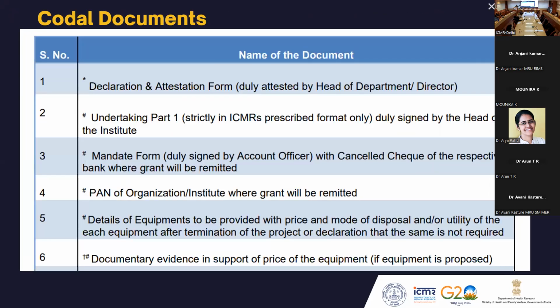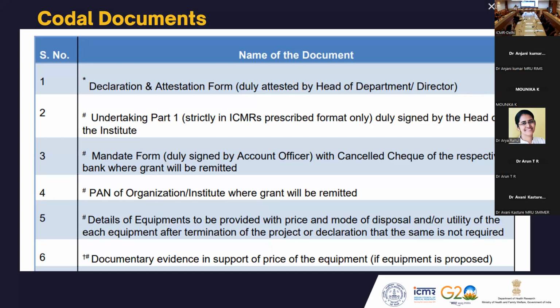So again, these are basically the documents I need. Like the declaration attestation form. This is mandatory at the time of submission of the proposal. Undertaking part 1 is mandatory at the time of the proposal. Mandate form, you can submit after your project is technically selected. Detail of equipment is required if you are asking for equipment. If you are not asking for equipment, then it is not required. Then again, documentary evidence in support of the price of the equipment. Then sometimes a question comes: we require the tendering and other documents, so why, without that, are we not able to provide this? So I just want to clarify here.